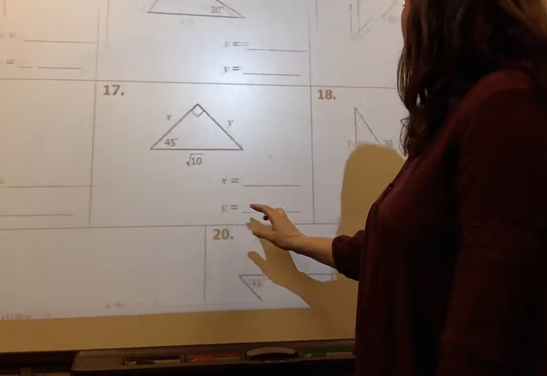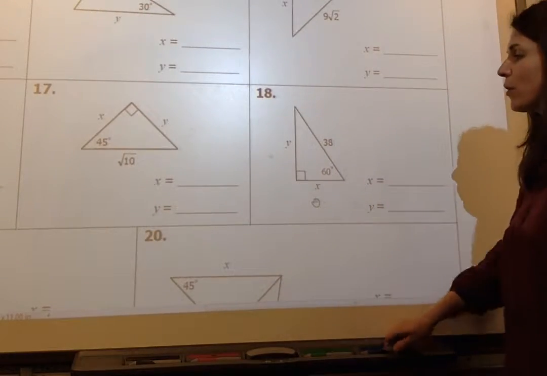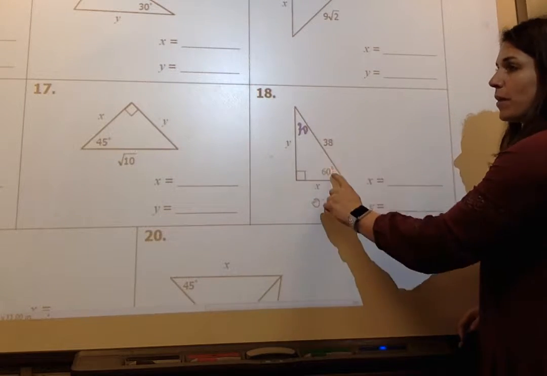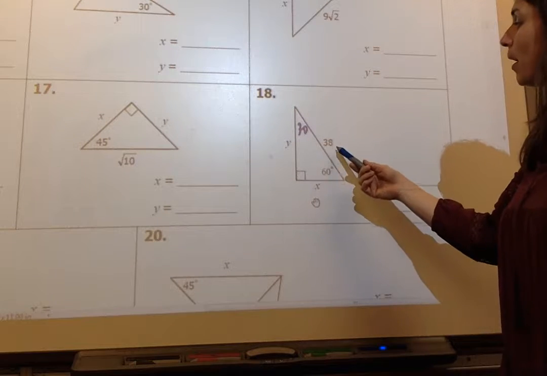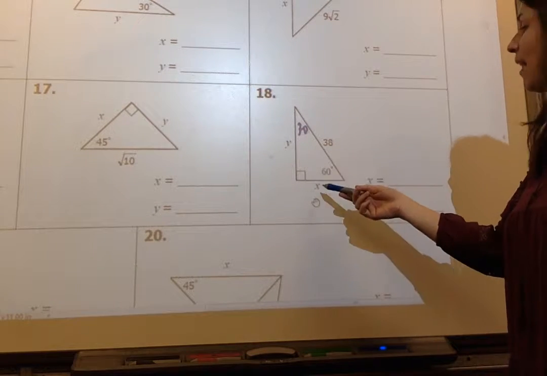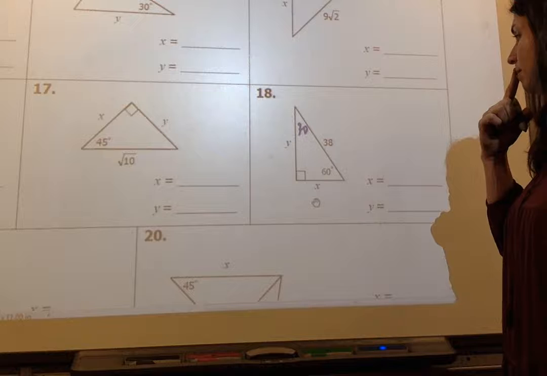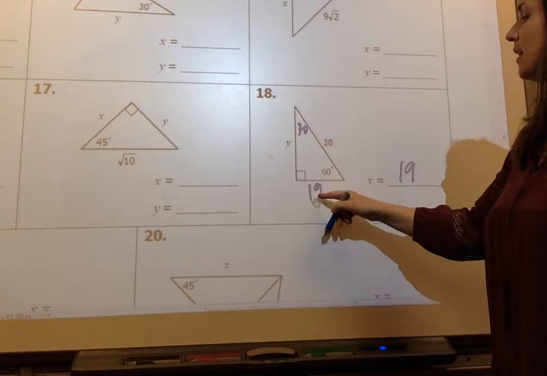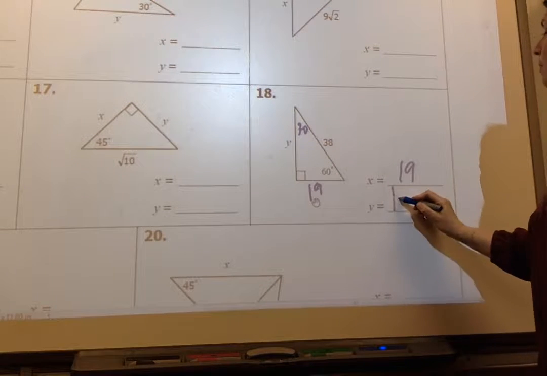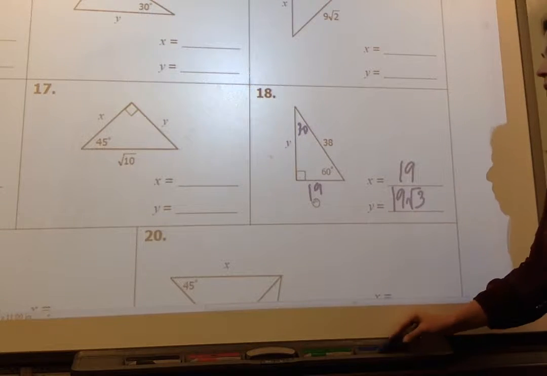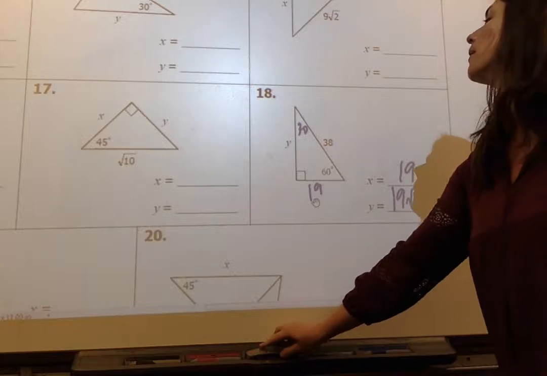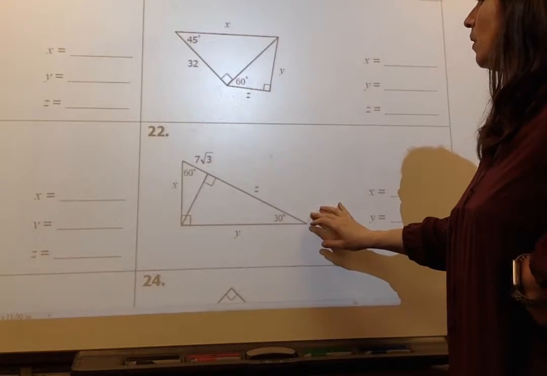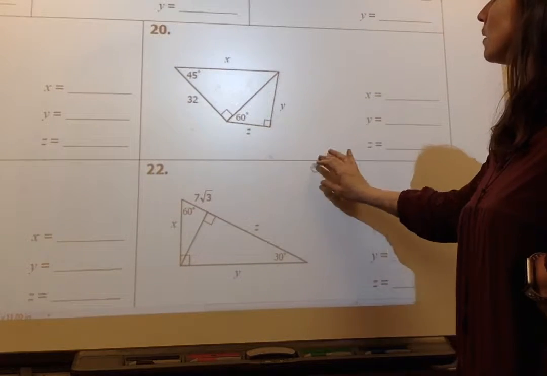Number 18. Again, we have a 30-60-90, so here's my 30. My small side is here, and now I'm given the hypotenuse. If the hypotenuse is 38, my smaller side is half that, so my smaller side is going to be 19. Then to get to my medium length, I multiply by square root of 3. So it's 19 square root of 3. Okay, that's number 18.